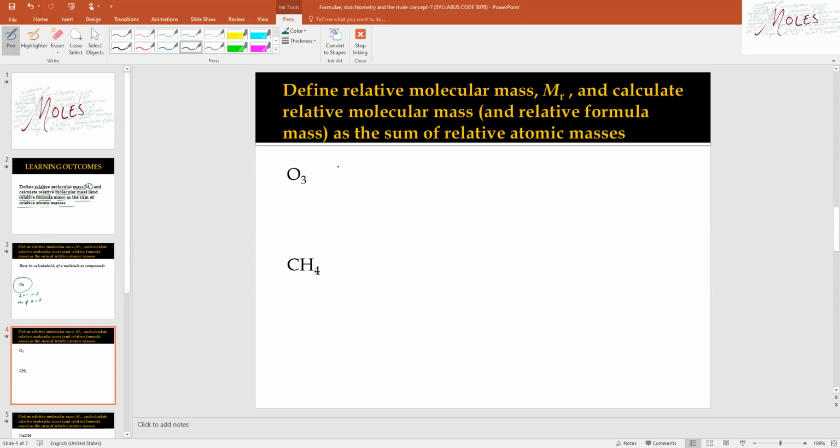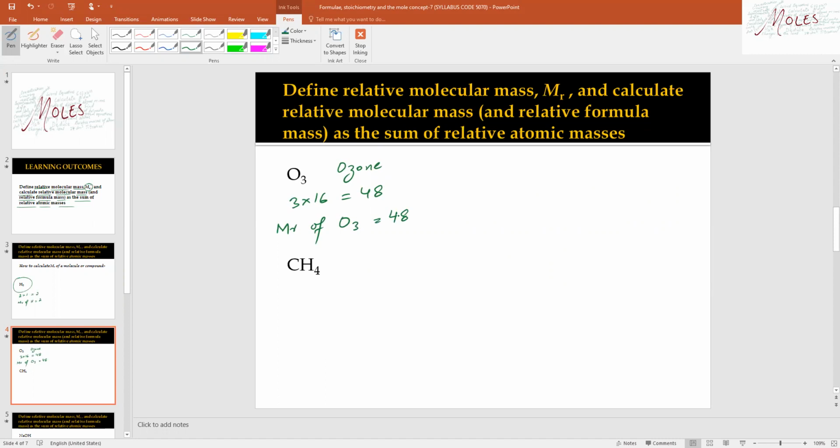Next example is of ozone, O3. Here are 3 atoms of oxygen, and the Ar of oxygen is 16. So we will multiply 3 by 16. We will get 48. Mr of O3 will be 48.